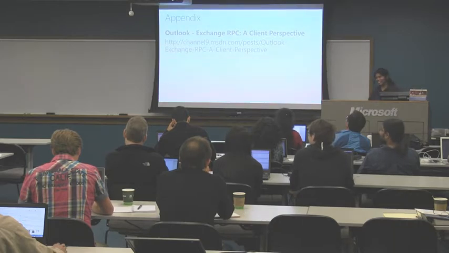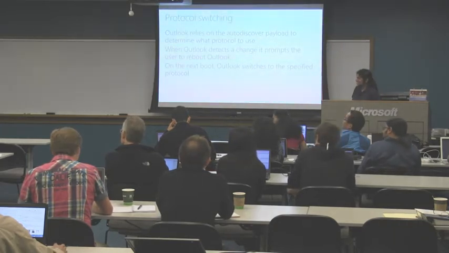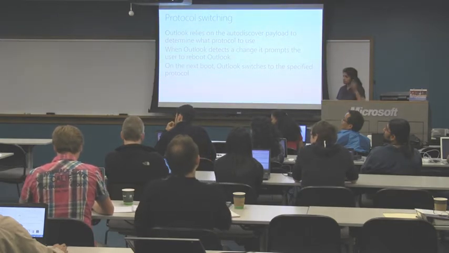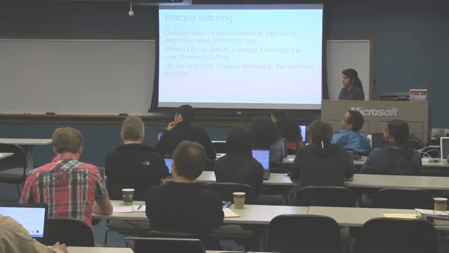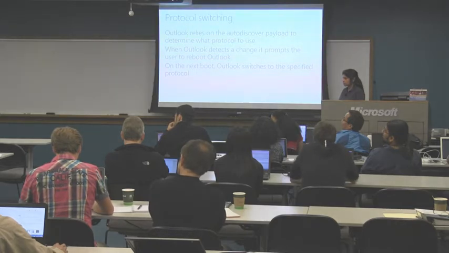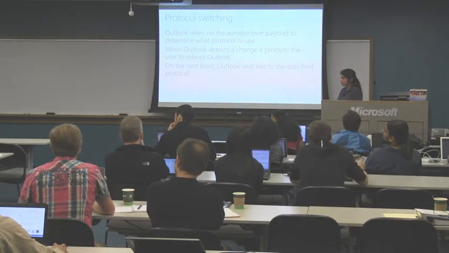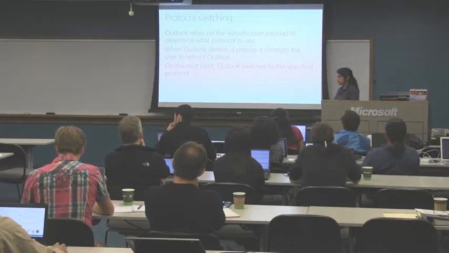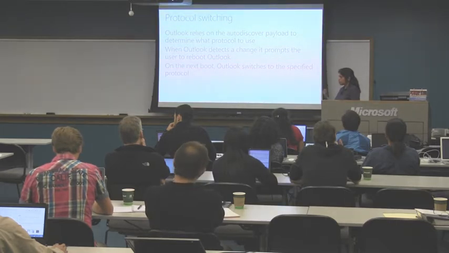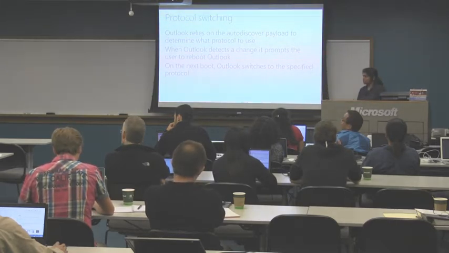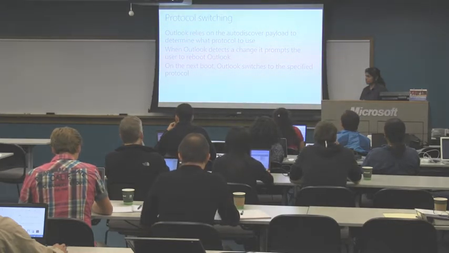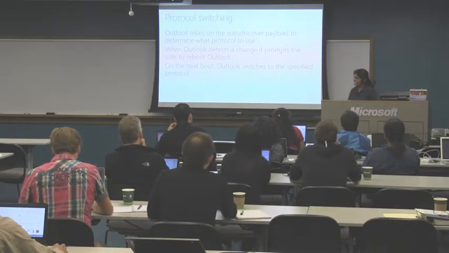So for RPC over HTTP, as I know, when we create the Outlook profile, we need to specify the HTTP proxy. Is there any change we need to make to use the HTTP protocol when we create the profile? For MAPI over HTTP? No, for MAPI, yes, for MAPI over HTTP. I'm sorry, can you repeat the question? I don't think I got it.